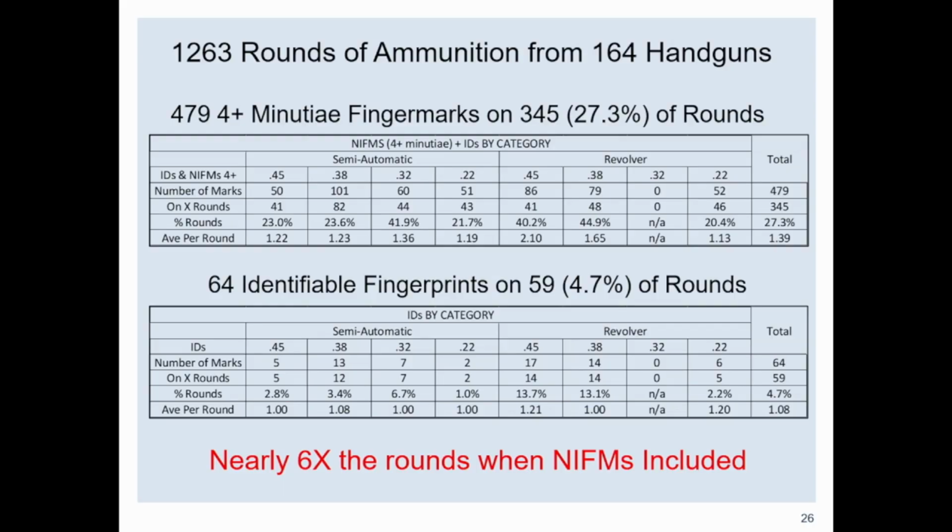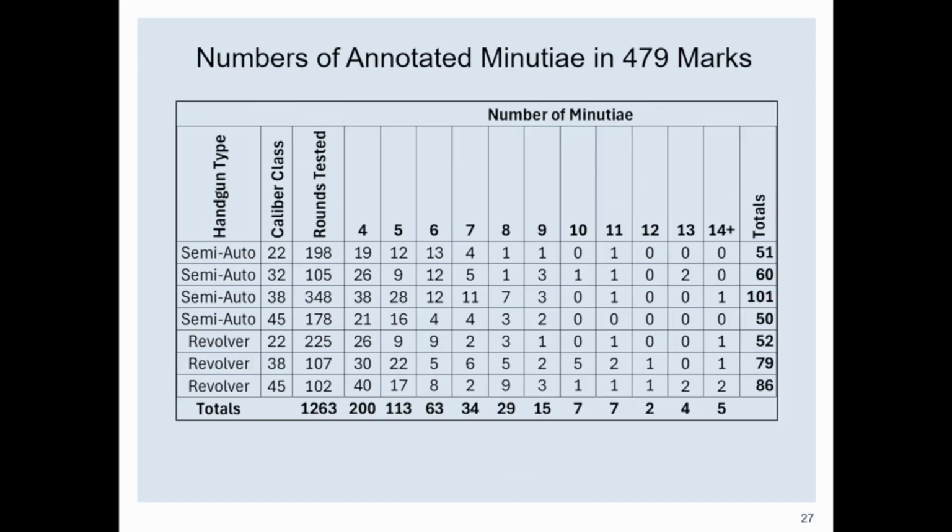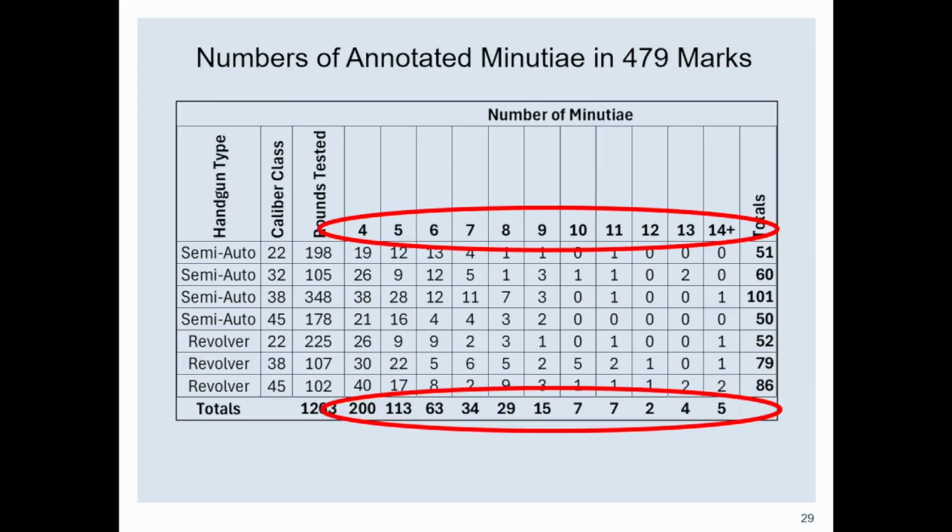But if you extend your consideration to look at these non-identifiable finger marks, you get nearly 6 times as many rounds of ammunition that will show some means to associate an individual. Well, how many minutiae are we really finding in these marks? For these 479 marks, we've got a breakdown by the different types of guns, revolvers, semi-automatic, and the different sizes of the ammunition, and the number of minutiae across here, going to larger amounts on the right. So 200 of the marks with 4, and 113 with 5, and so forth.